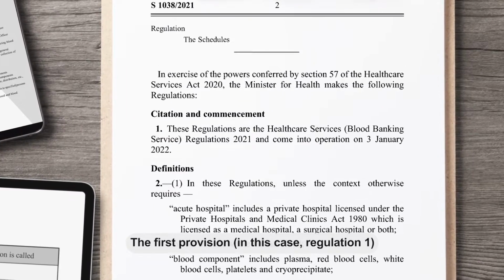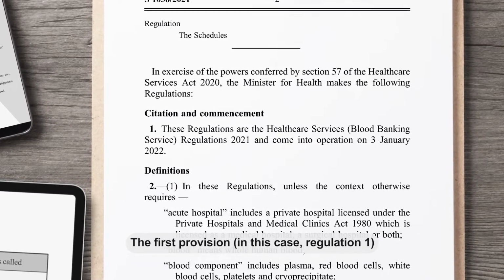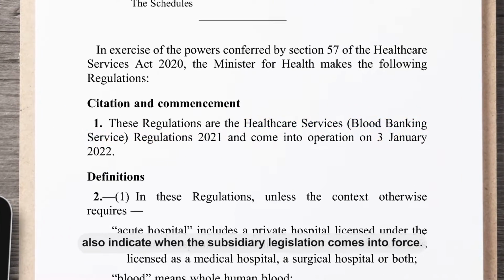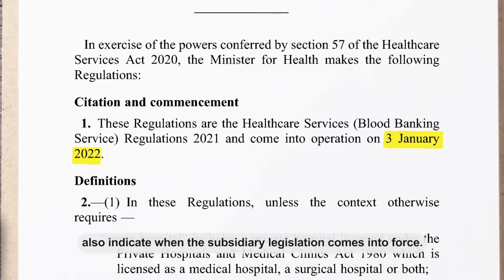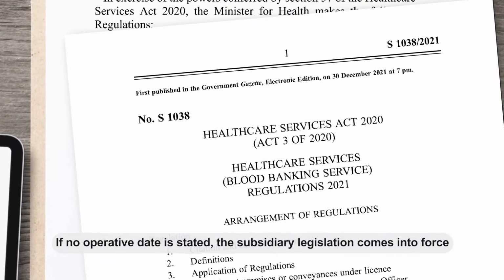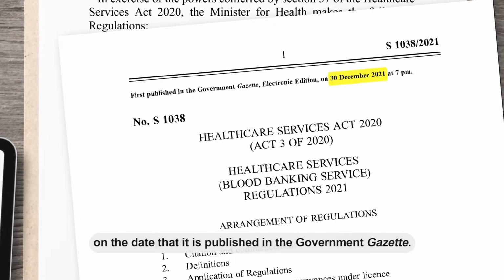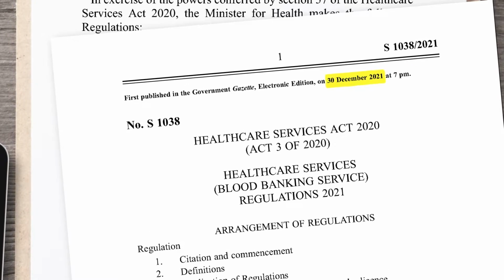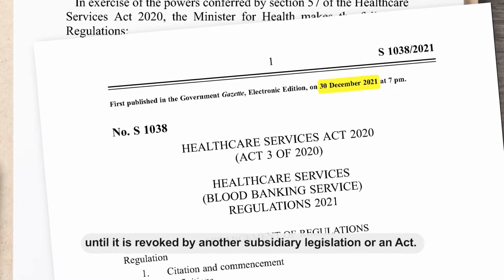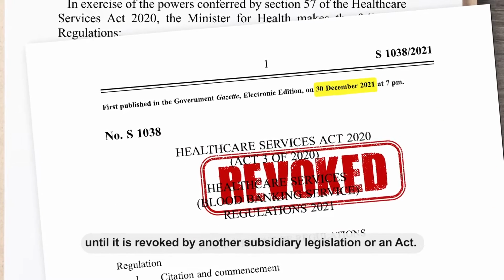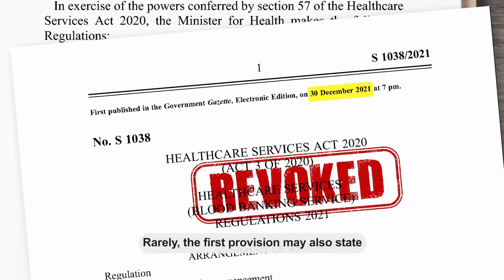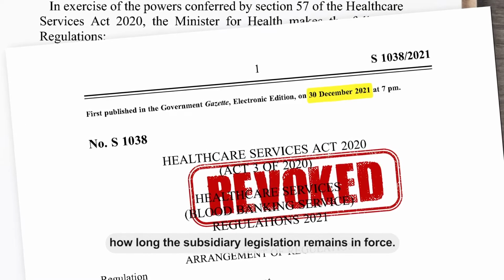The first provision, in this case, Regulation 1, will declare the title of the subsidiary legislation and also indicate when the subsidiary legislation comes into force. If no operative date is stated, the subsidiary legislation comes into force on the date that it is published in the Government Gazette. Generally, subsidiary legislation continues to be in force until it is revoked by another subsidiary legislation or an act. Rarely, the first provision may also state how long the subsidiary legislation remains in force.